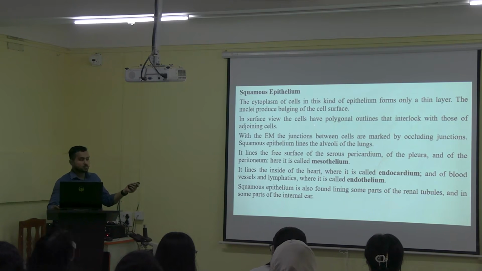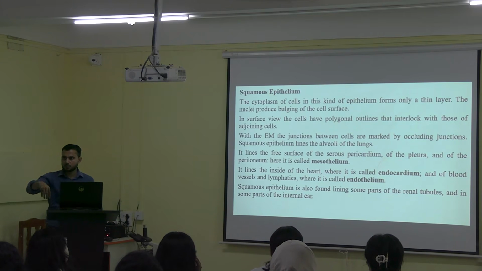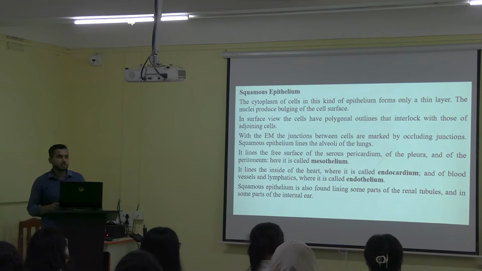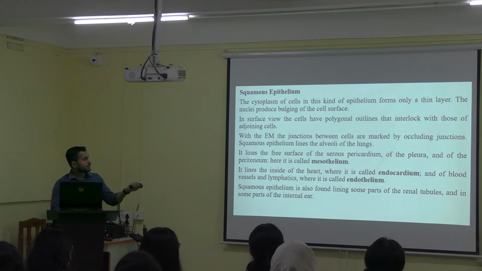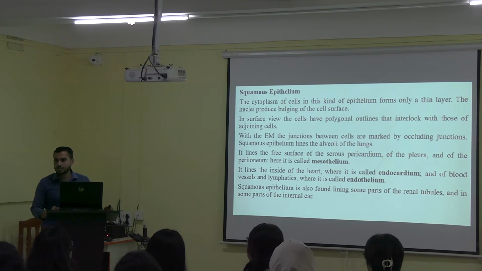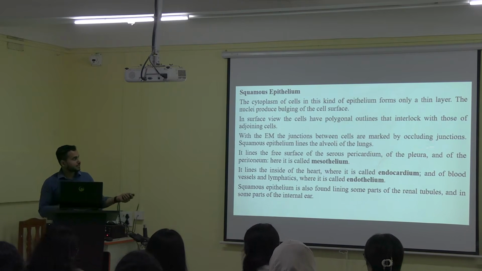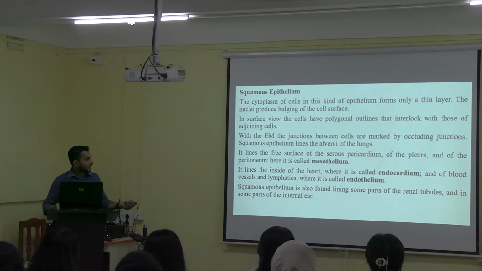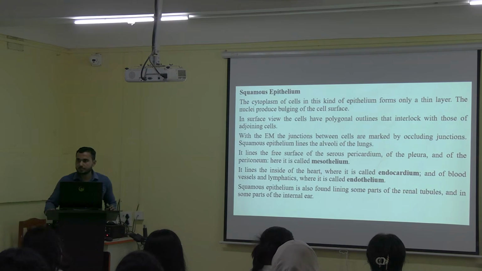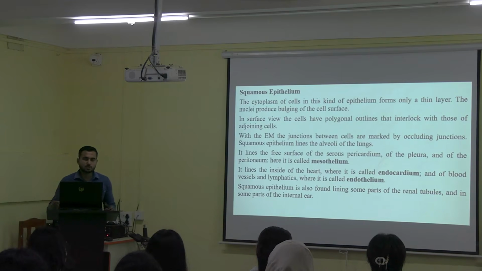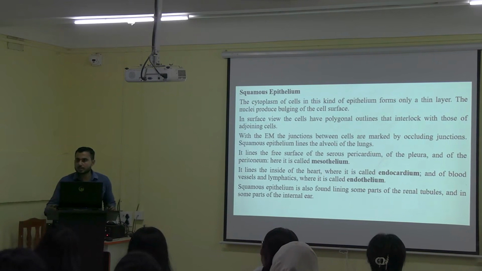Next, if you see the surface view, meaning if you look from above at simple squamous epithelial cells, they have polygonal outlines that interlock with those of the adjoining cells. Next, when you see those cells under EM study or ultrastructure, you will see that they have occluding junctions with each other. Now there are some names of the simple squamous epithelium. Though they are present in different areas, that's why the names are also different, and those are very important because when you study systemic anatomy, at that time it is required.